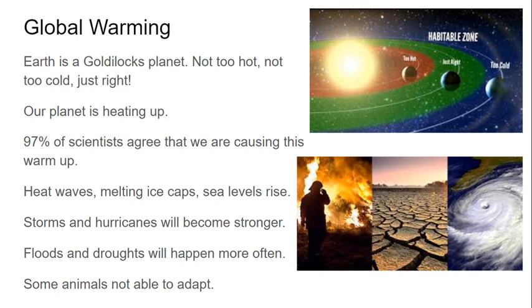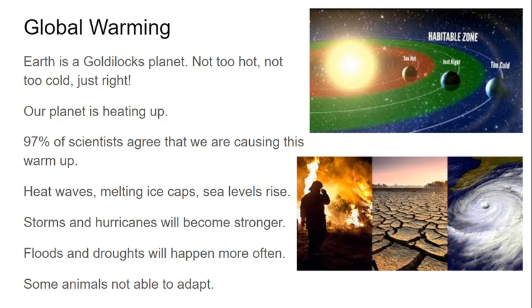We are starting to see a lot more heat waves. We are seeing the ice caps starting to melt, which causes sea levels to rise. This is actually putting many places that are normally above water underwater. Our storms and hurricanes are becoming stronger already, and they are going to continue to get worse as time goes on. Floods and droughts will also happen more often. Some animals will not be able to adapt.